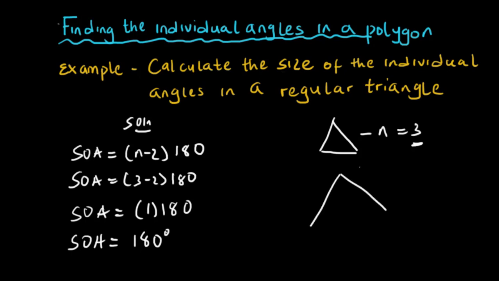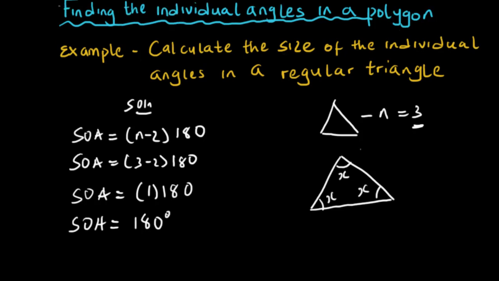Now look at this. If I have a triangle, and remember it's a regular triangle, so all the angles are equal, I can represent the angles as x. So let's say this is x, this place is x, this place is x. Since I know the sum of angles in a triangle, if I add these angles together, I should get 180 degrees. So if I have x plus x plus x, I should get 180 degrees. Does that make sense?